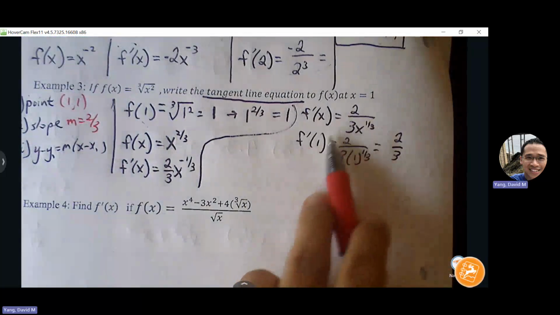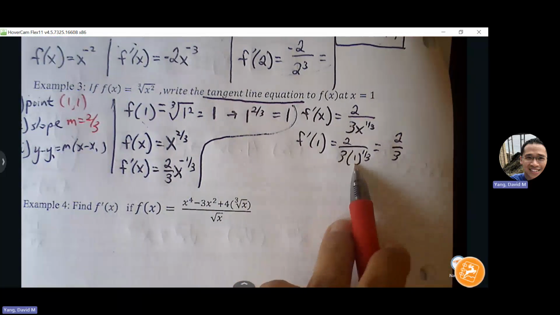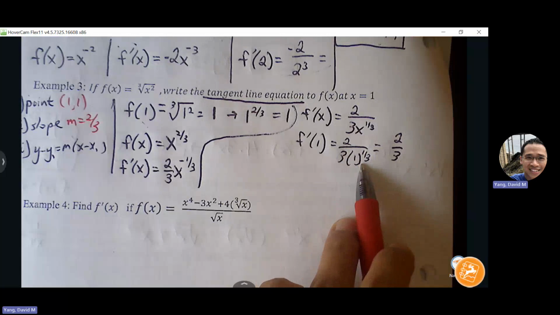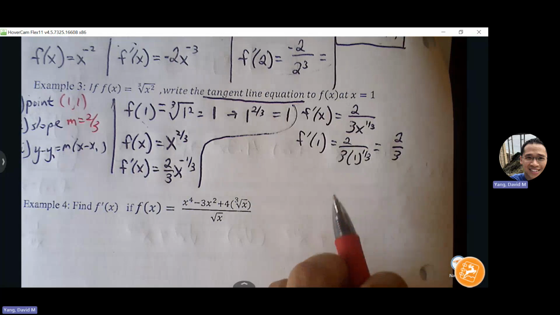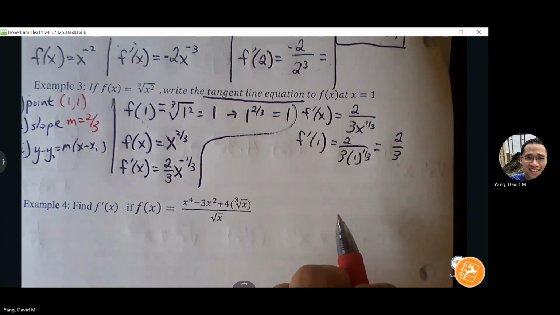So I just inserted 1 into the derivative. So 2 over 3 times 1 to the 1/3. Oh, 1 raised to any power is always just going to be 1. 1 to the 4th is 1. 1 to the 8th is still 1.